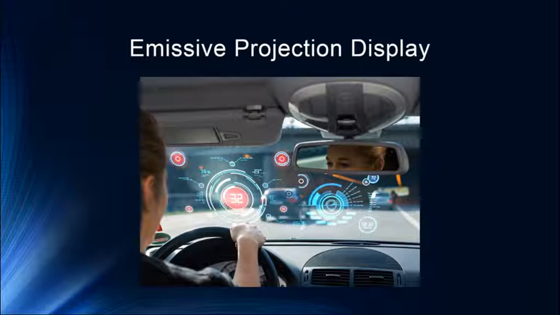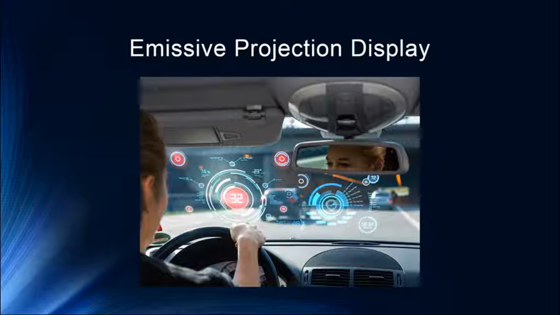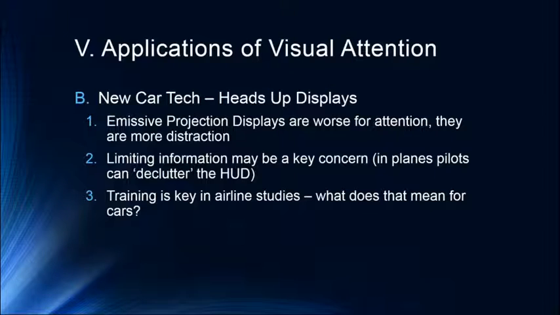The biggest problem from what I've seen in the research is what are called emissive projection displays. In the augmented reality, it's displayed out in front of you, out over the hood, out on the road. In these, it's displayed in the glass itself. And this is a particularly terrible version because I don't even know how you see the car in front of you. And that's a really important part of thinking about these heads-up displays. So the data that I've seen are these emissive projection displays are really terrible. As I said, the data shows that those are worse for attention, that they are more of a distraction.